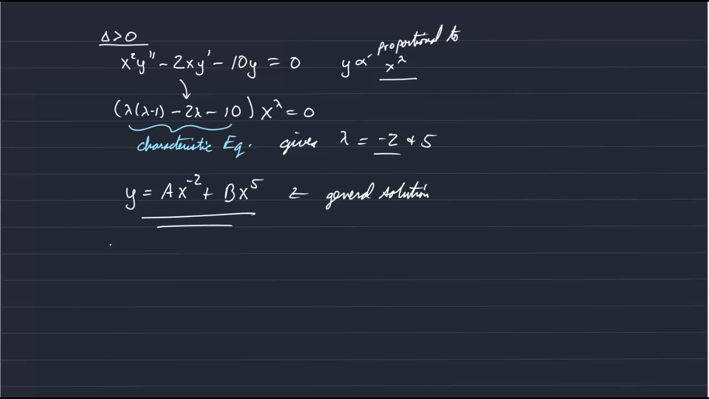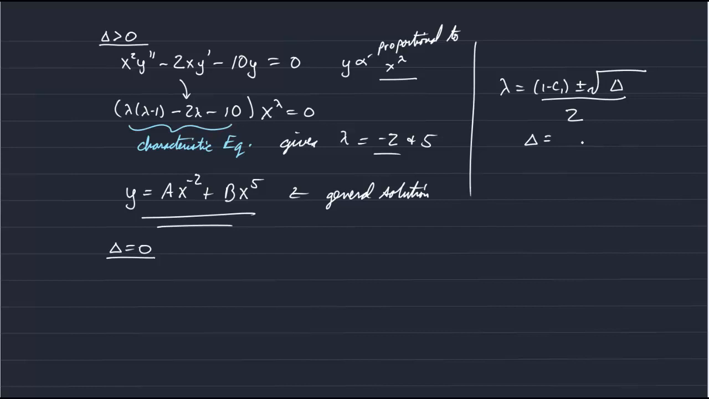Now let's look at the case where delta is equal to 0. Again, just to be clear with what delta was, I want you to make sure you understand that delta is part of the solution for lambda for our characteristic equation, where delta was equal to 1 minus c1 squared minus 4c2, where again these constants are, this would be c1 in the former case, and this would be c2 in the former case.